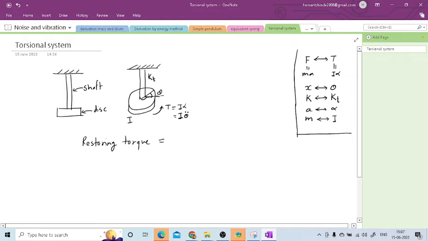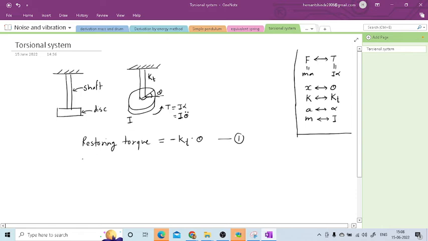In a linear system it was the restoring force, and that restoring force was minus kx, but we'll replace it here with these notations. So minus k means kt into x, that is theta. So minus k theta. Okay, so we have replaced minus kx by minus k into theta. So this is the restoring torque. I'll mention this as equation 1.